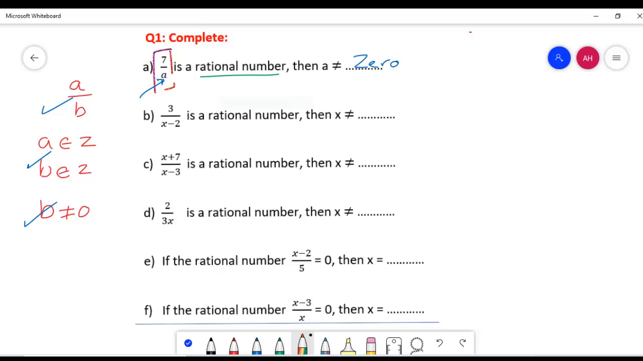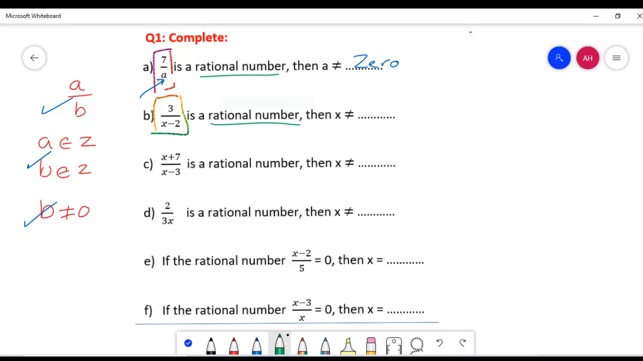3 over x minus 2 is a rational number. Then x is not equal to. Already again, he gave me the form of a rational number, which is in the form of a over b. And he told me that this fraction is a rational number.